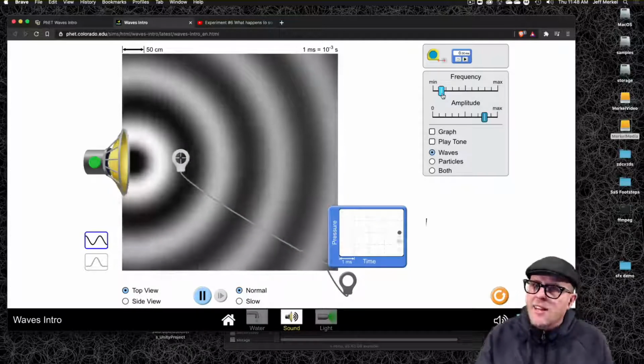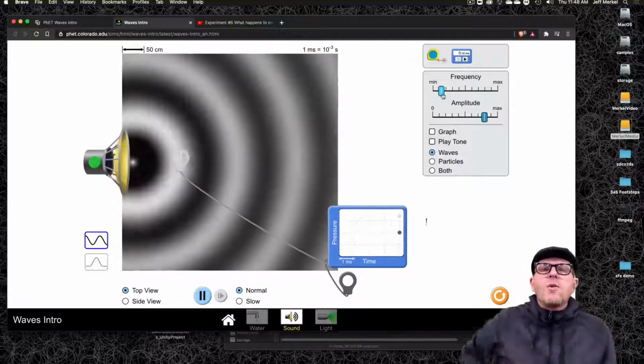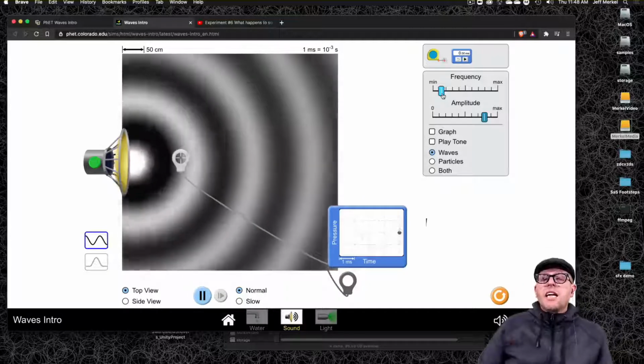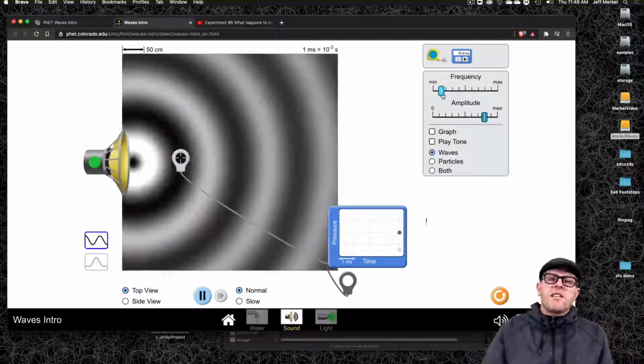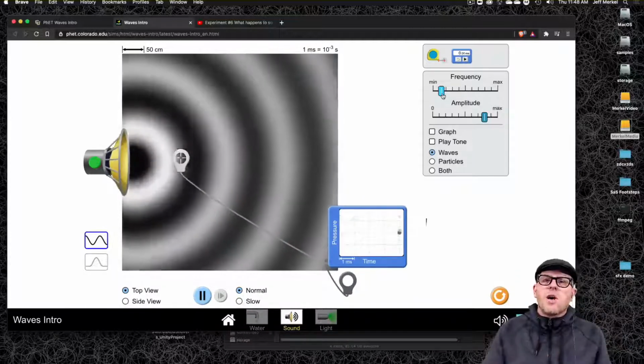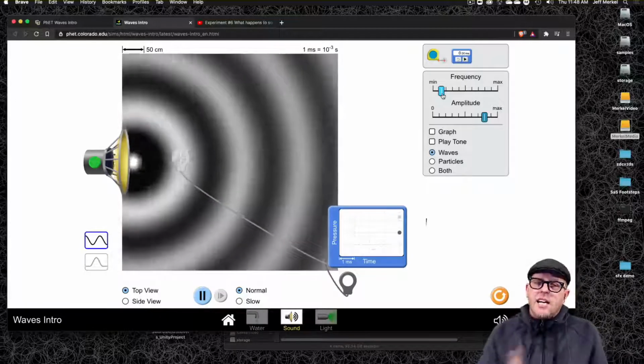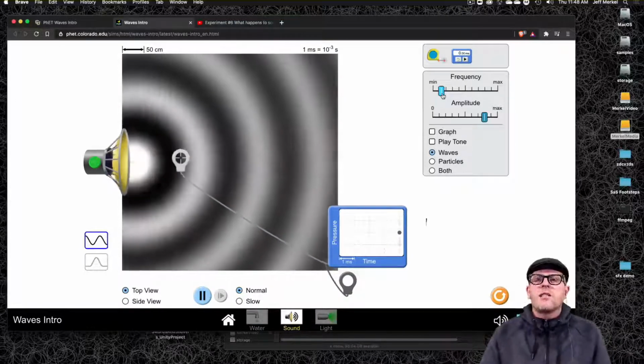And this is a good thing, right? Because intuition would probably tell us that if I increase the frequency, it's going to move faster, and if I decrease the frequency, it's going to move slower. But that's not the case. And again, that's a good thing, because say you were listening to some music.